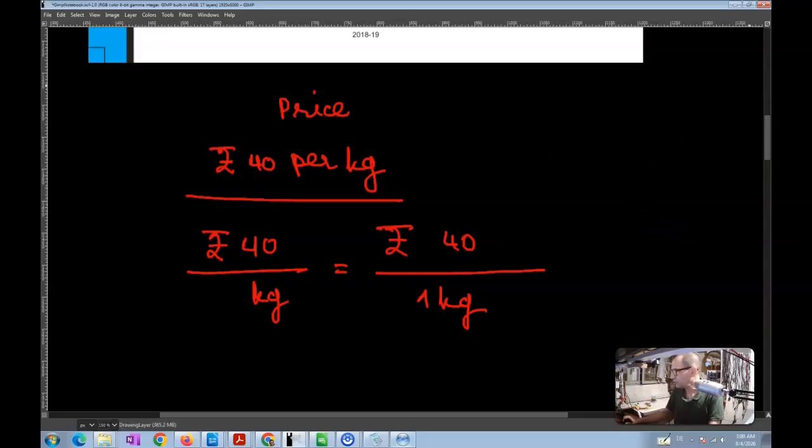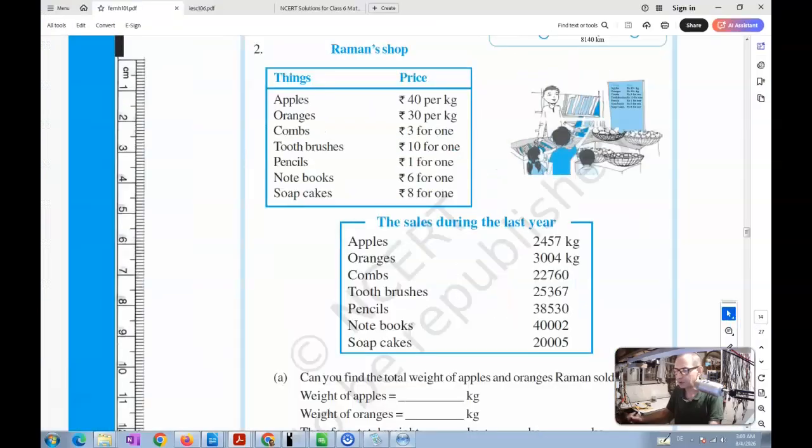And the same goes for 30 rupees per kilogram, 3 rupees for 1. This 3 rupees for 1 means 3 rupees per 1 comb. 10 rupees for 1 means 10 rupees per 1 toothbrush, and so on, right? And so this was the unit price for all the items that Rahman had in his shop.